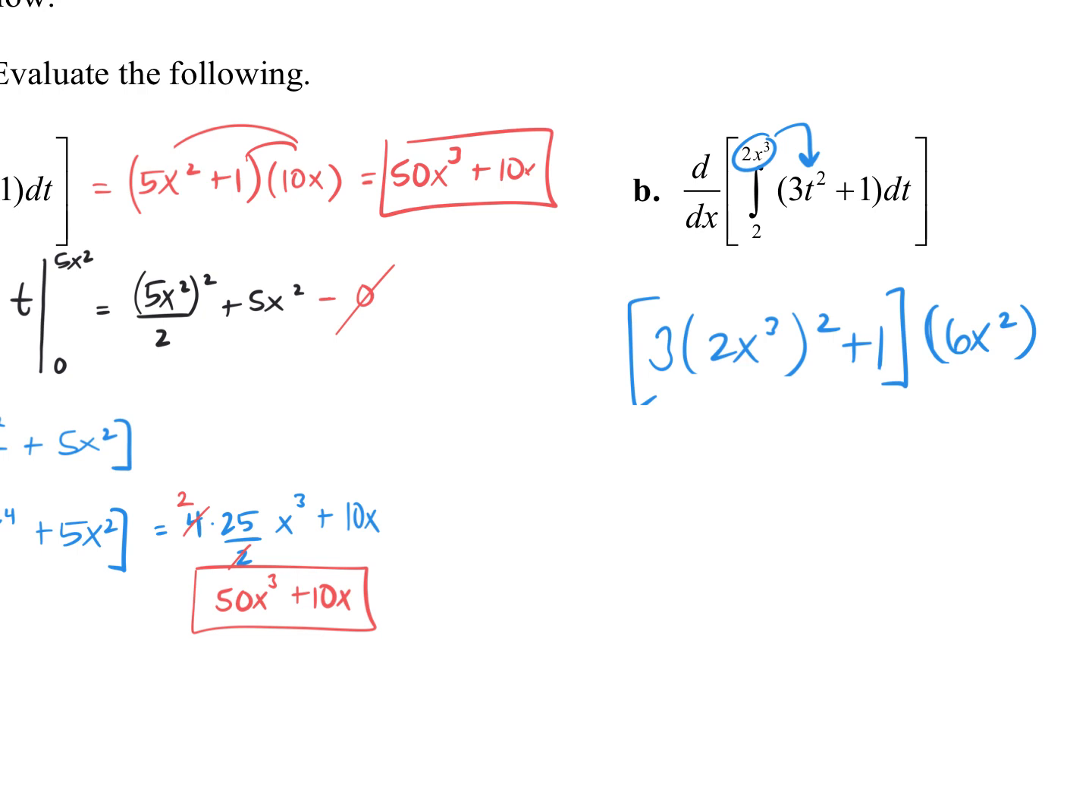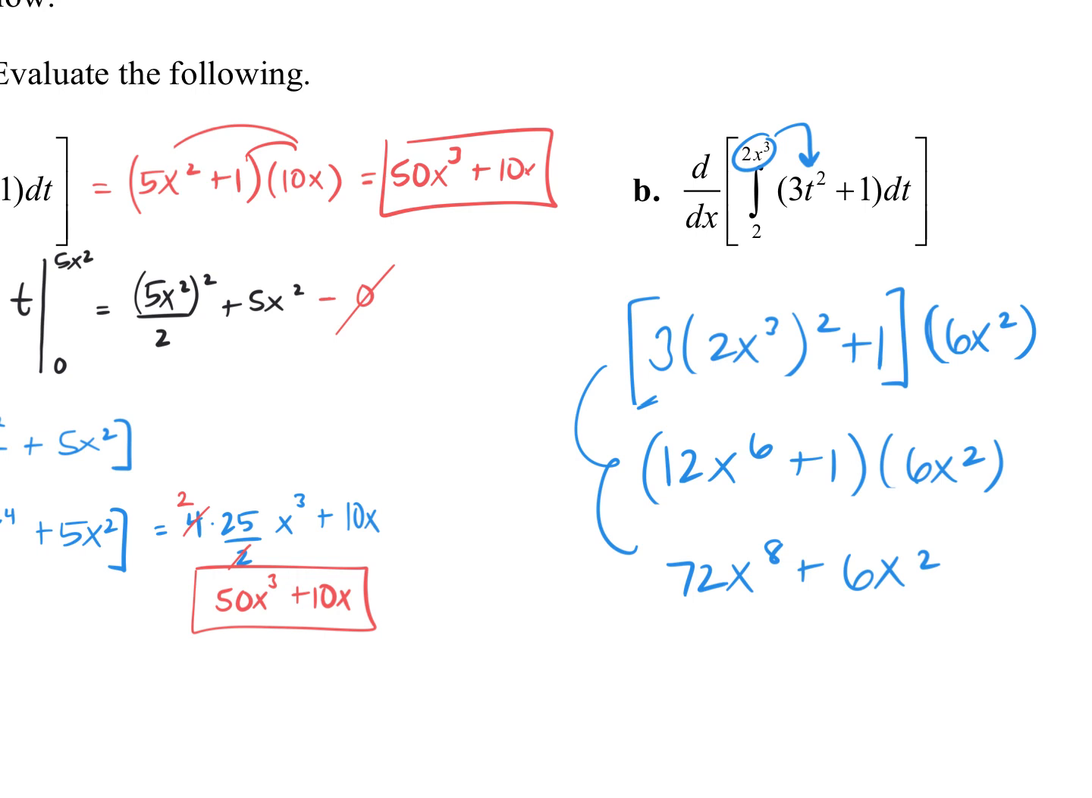If it is a multiple choice kind of question, it might be simplified a little bit more. So I could distribute this to be 12x to the 6th power plus 1 times 6x squared, which I could distribute one more time if I wanted to. Again, these are all variations of the same answer. 12 times 6, that's 72x to the 8th plus 6x squared. So all three of these things are the same. So just being able to manipulate it that way is useful for a multiple choice kind of question. Okay? Questions on that?